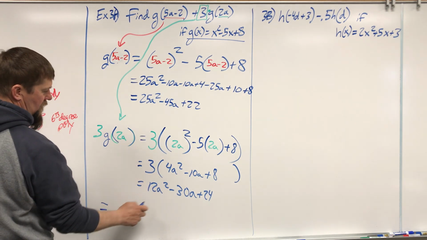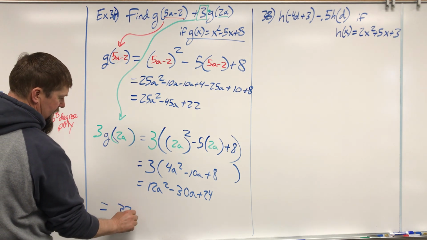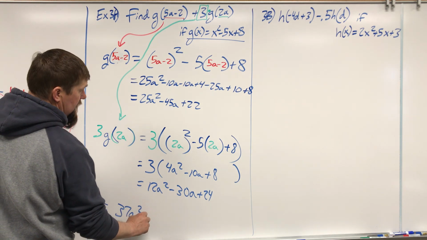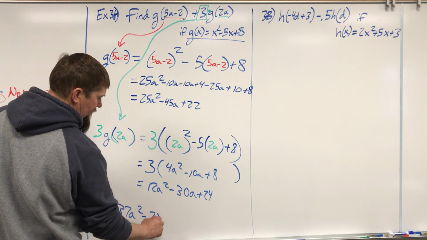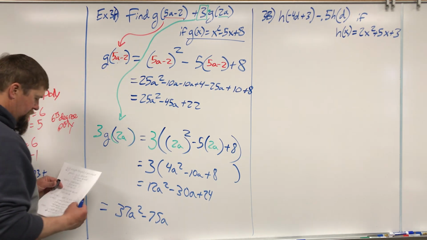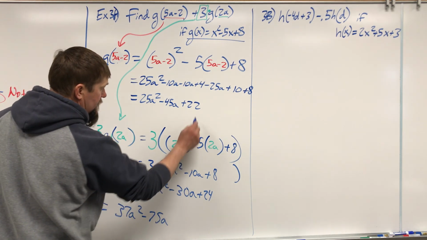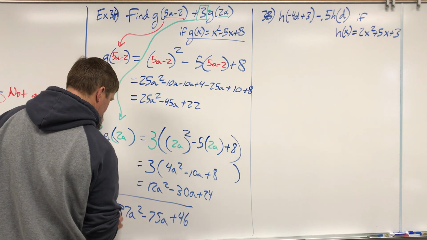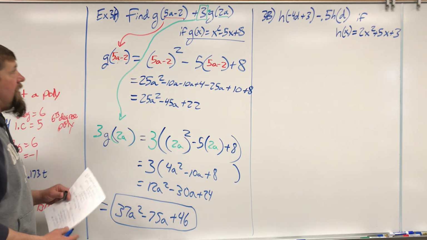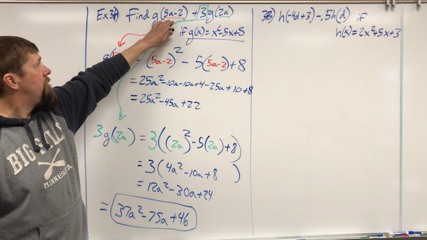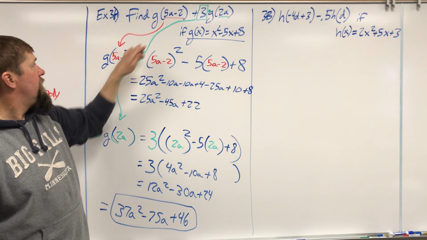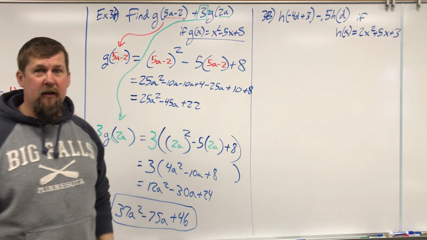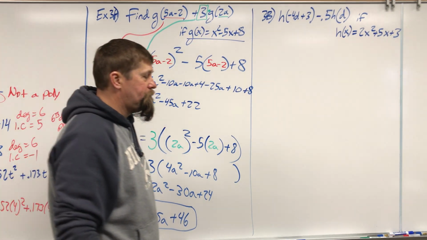25a squared plus 12a squared is 37a squared. Negative 45a minus 30 is negative 75a. And then 22 plus 24 is 46. So there is my final answer after I plug in 5a minus 2 for the first part, 2a for the second part, but then multiplied the whole thing times 3.